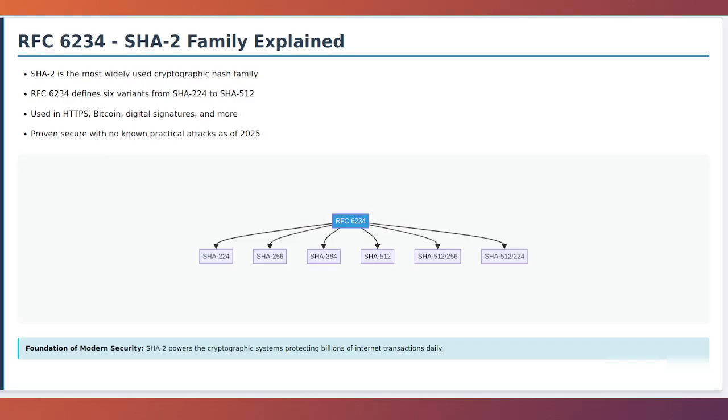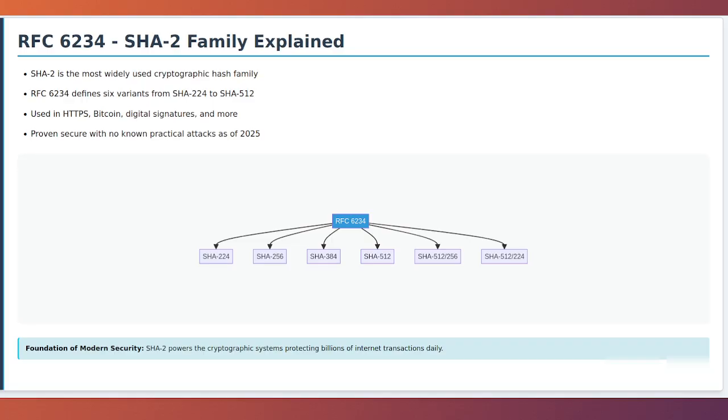Today we're diving deep into RFC 6234, which defines the SHA-2 family of cryptographic hash functions. SHA-2 stands for Secure Hash Algorithm 2, and it's one of the most widely used hash functions in the world today. You'll find SHA-2 everywhere, from HTTPS connections to Bitcoin mining, from digital signatures to password storage systems. Understanding how SHA-2 works gives you insight into the cryptographic foundation of modern internet security.